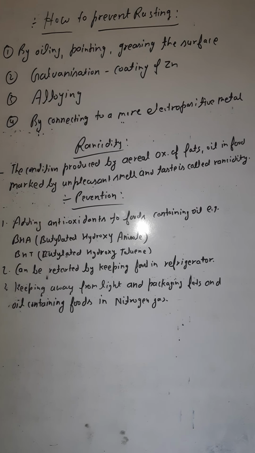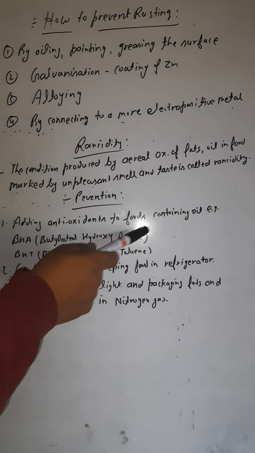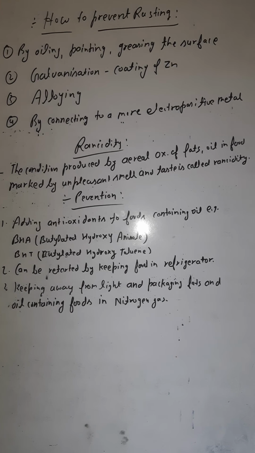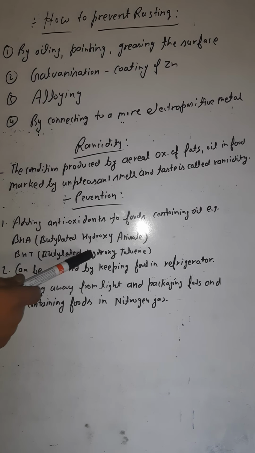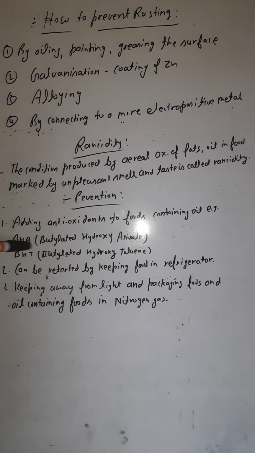So how to prevent rancidity? We can prevent rancidity by adding antioxidants to food containing oil. There are antioxidants you can find in the market, like BHA and BHT. BHA means butylated hydroxyanisole, and BHT is butylated hydroxytoluene. These are two antioxidants that are commonly used. We just add these antioxidants to the food that contains oil, so that we can prevent rancidity.